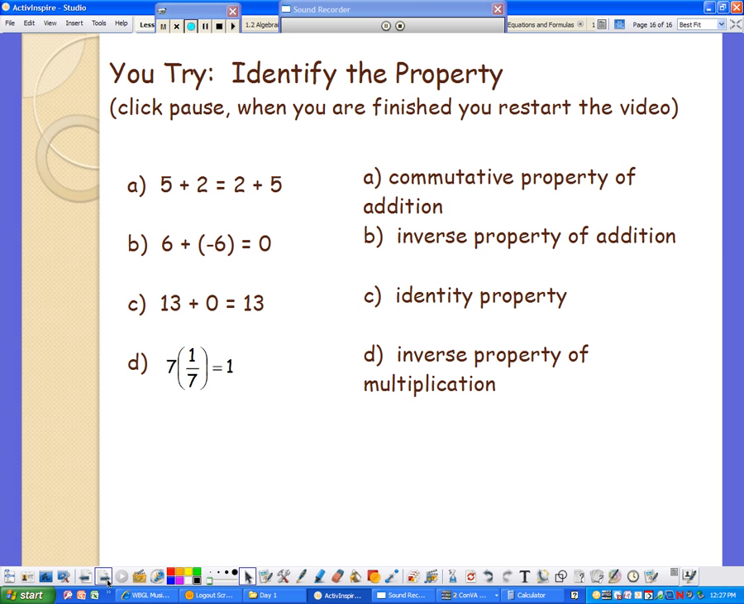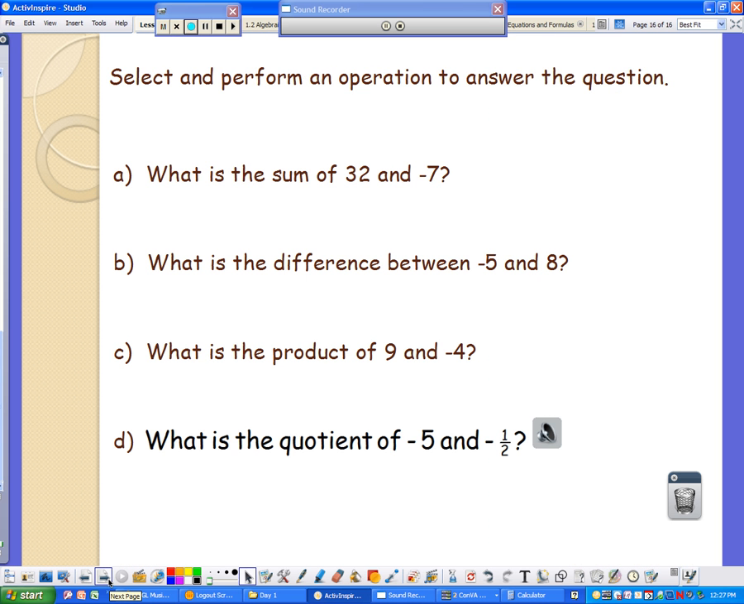All right, last slide. We just wanted to review some of the integer operations. So first of all, what's the sum of 32 and -7? Remember, sum means add. So if you took 32 plus -7, remember when the signs are different, you have to subtract, and we get 25.